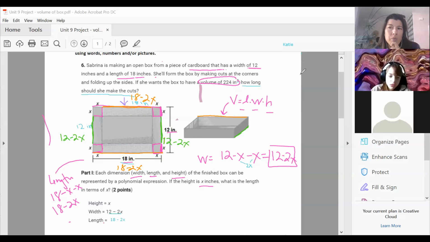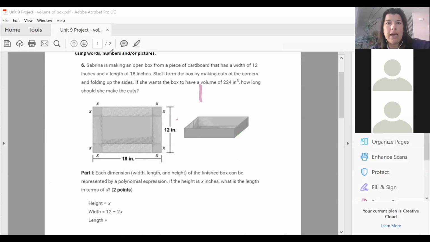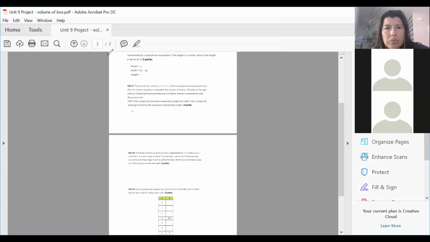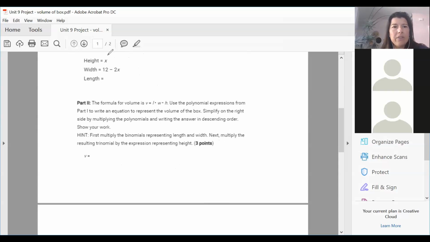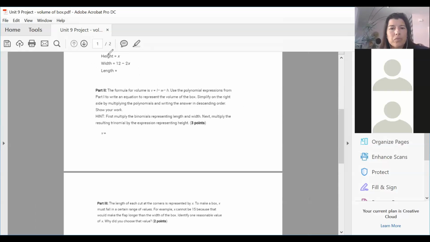Okay, I'm going to clear the writing. You guys are good? Just have to move the worksheet. I'm good. Okay. There we go. Okay, and then let's write in our info there. Okay, and our length was 18 minus 2x.